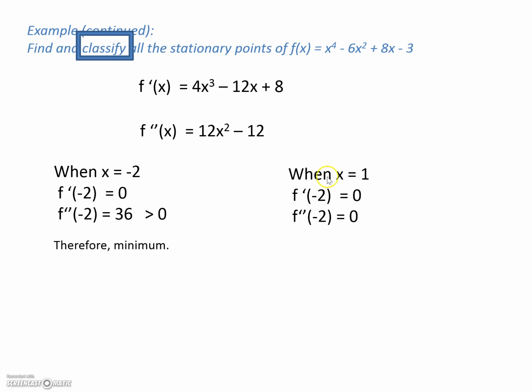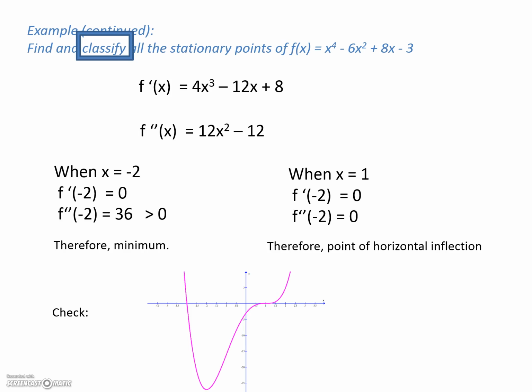With the other one, you put x equals 1 in here, you get the first derivative 0, second derivative is 0. So the derivative's not changing. The slope's not changing according to this, which means it's a horizontal inflection. Okay, that was a really quick example of the second derivative test. You might like to look that up a bit more.